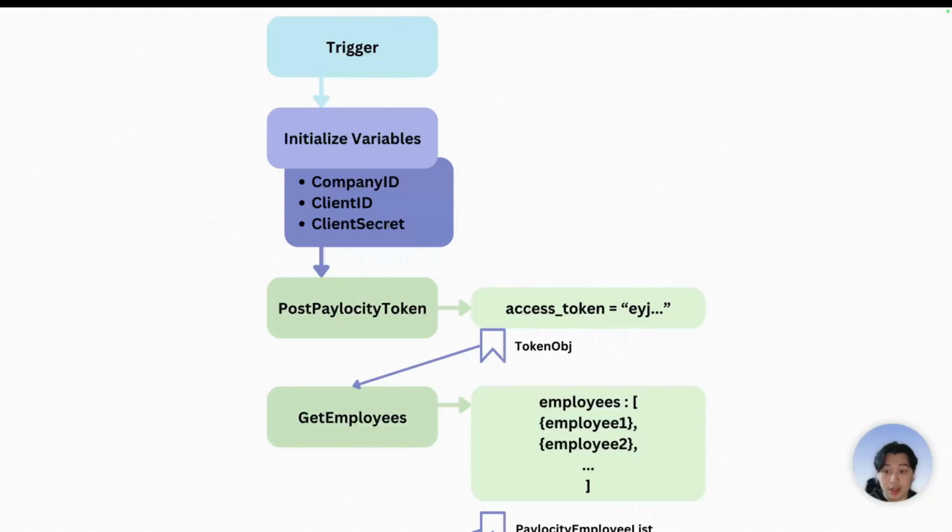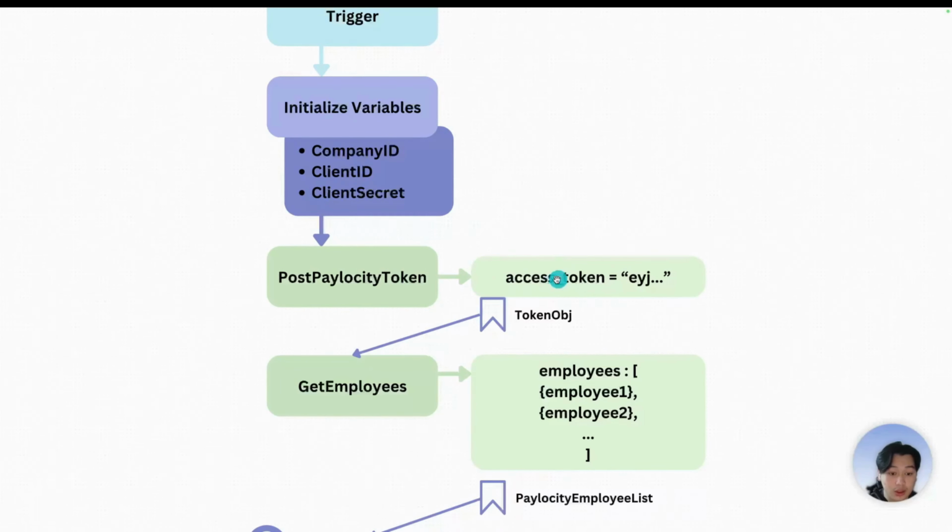We are taking all our initialized variables and feeding them into this request to receive an access token that we can use to get our employee response. The access token will look something like this, and we are going to store it. We're going to compose it into a variable called token object. This is just done for organization. It's not necessary, but once we have stored it into token object, we are then going to reference it in our next API call, called get employees.